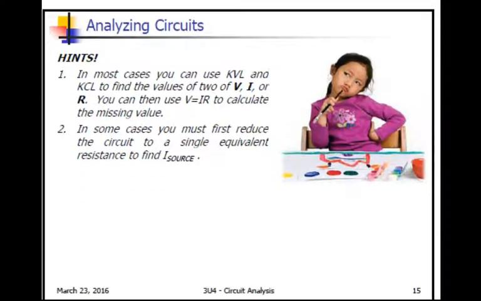In most cases, you could use KVL and KCL to find 2 of V, I, or R, and then you can use Ohm's law to calculate the missing value. In some cases, you must first reduce the circuit to a single equivalent resistance, and then find your source current or your source voltage.